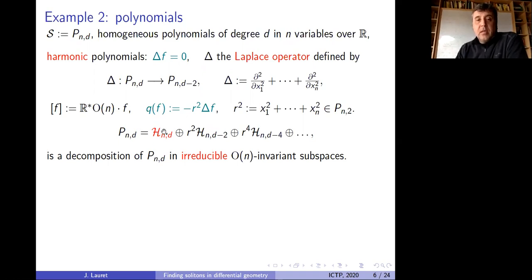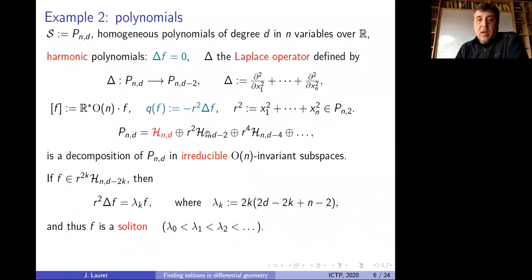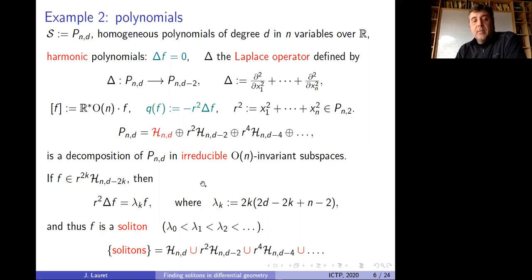It is well known that the space of harmonic polynomials is irreducible under the orthogonal action. And actually, these are the other irreducible components. And then we have here candidates for solitons. Indeed, if you take a polynomial here, which is not harmonic, but it's a multiple in this way, then it's actually an eigen polynomial of this operator. This is precisely the eigenvalue. And so it is a soliton, and it's very easy to see that these are all the solitons. This is very related with the spectrum of the Laplace-Beltrami operator of the sphere.